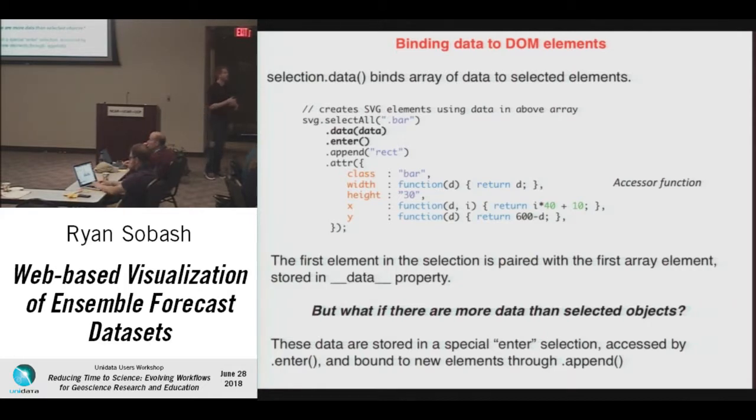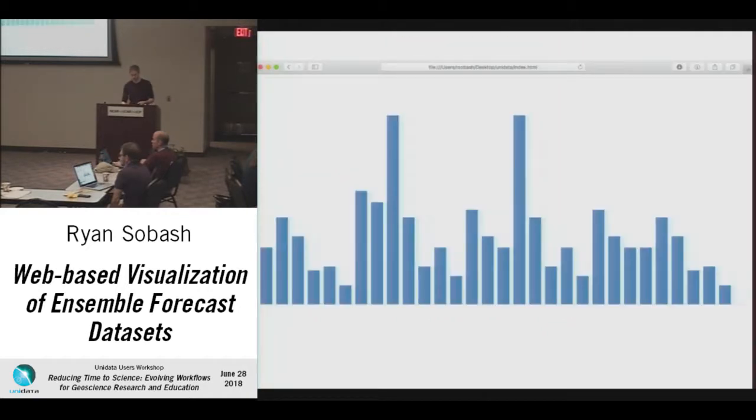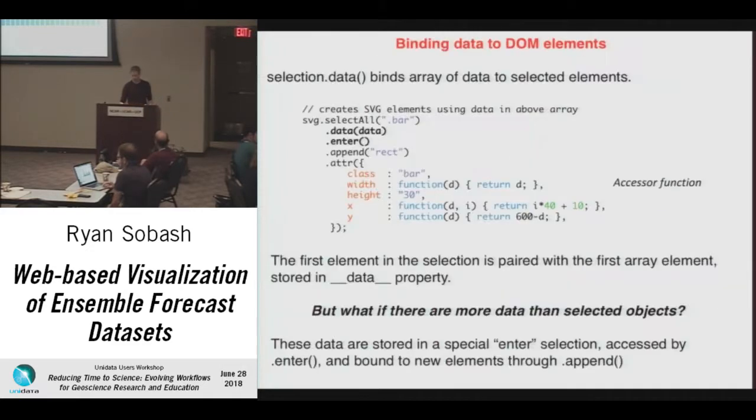But as I mentioned before, what if there are more data than selected objects? Say you don't have any objects, but you have this data. And so how do you pair them together? Well, that's where these special enter selections come in, and it's accessed by enter. And they're bound to the new elements through append. So this is what you should see if you open that code, or run that file: go to the browser, File, then Open File. It should basically just draw some number of rectangles. And the height of those, the y value, is determined by the data.